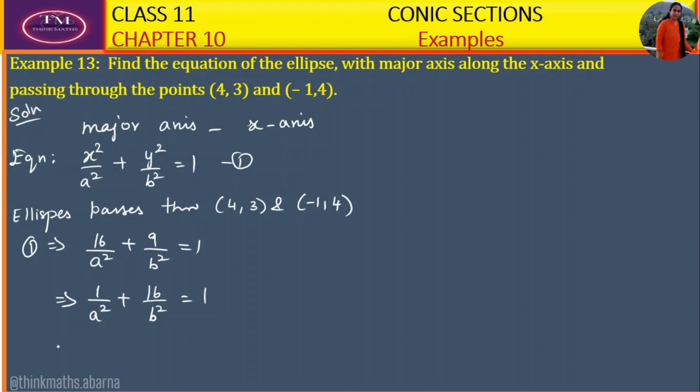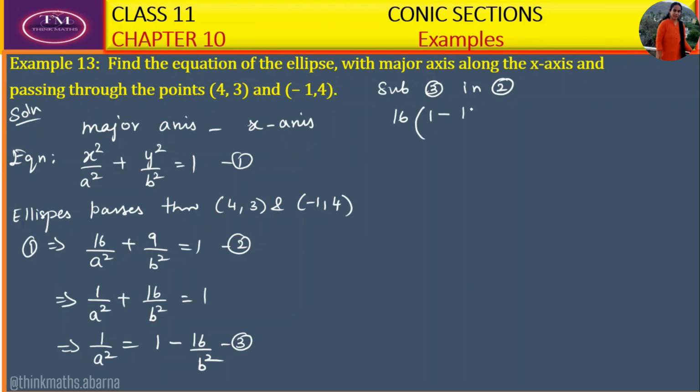Now, from this, I am going to find out the value of 1 by a square. So if you keep 1 by a square here, bring the remaining to the right hand side. So it will be 1 minus 16 by b square. Okay. So we can substitute this value here. So let me keep this as second equation. This is the third one. So I am going to substitute 3 in 2. So this is 16 by a square, so 16 into 1 by a square. So 1 by a square is 1 minus 16 by b square, plus 9 by b square equal to 1.